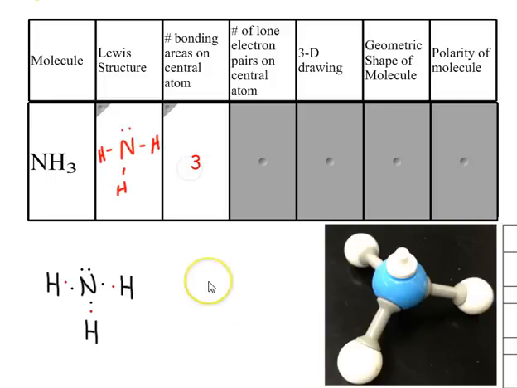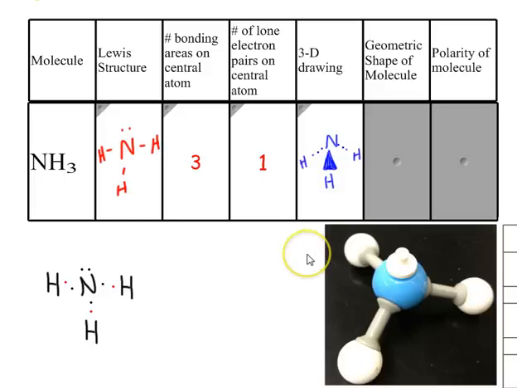And as we just said, there are 3 bonding areas on the central atom of nitrogen. And there is 1 lone electron pair on the central atom of nitrogen. Now, this is another 3-dimensional drawing where you'll need to draw one hydrogen coming out at you and 2 hydrogens going away from you. Nothing will be coming out the top because that's an electron pair that we do not show in the 3-dimensional drawing.